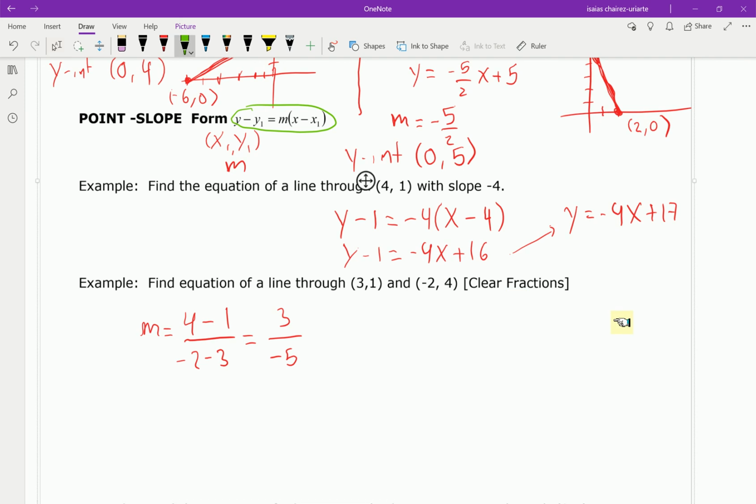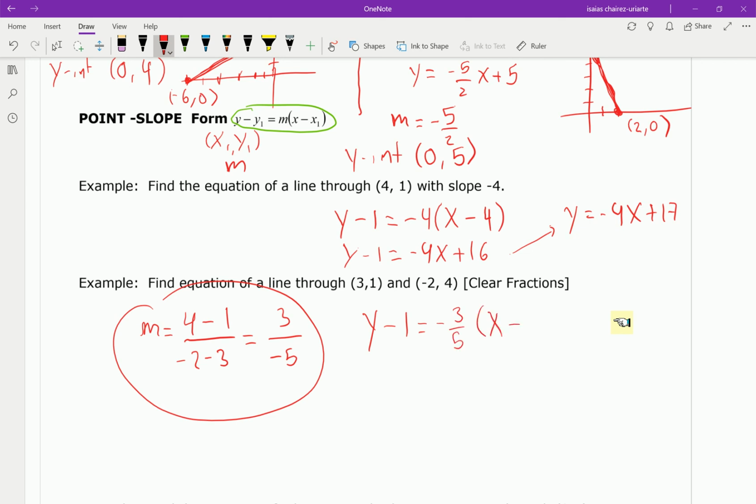Alright, so I have my slope. Now let me do this. Y minus 1 is equal to negative 3/5, because that's my slope, times x minus 3. I am using this point right here, so that's why I put a 1 there, and that's why there's this 3 there. Alright, so that's it. That is the equation of the line through these 2 points.